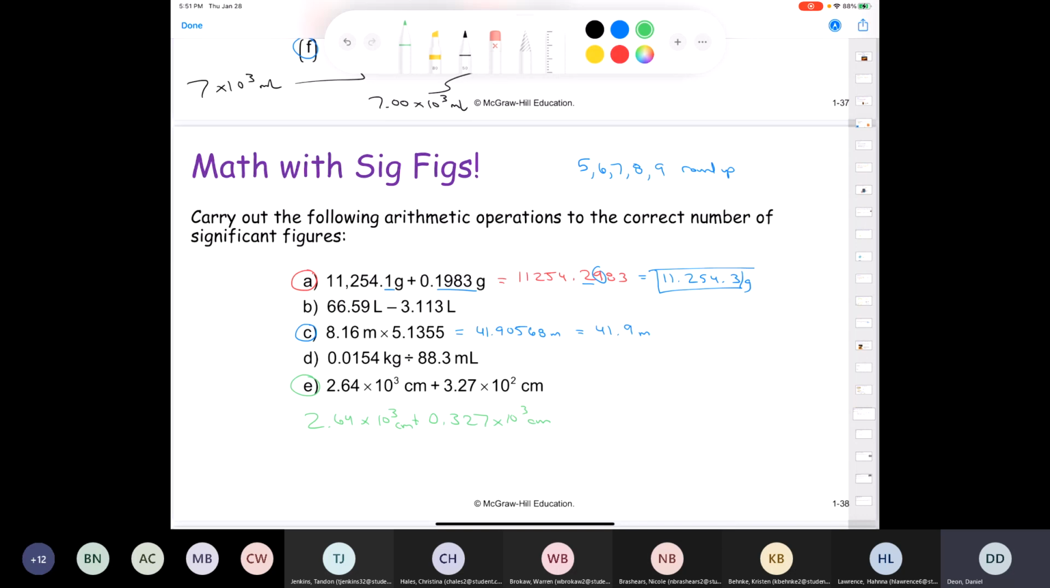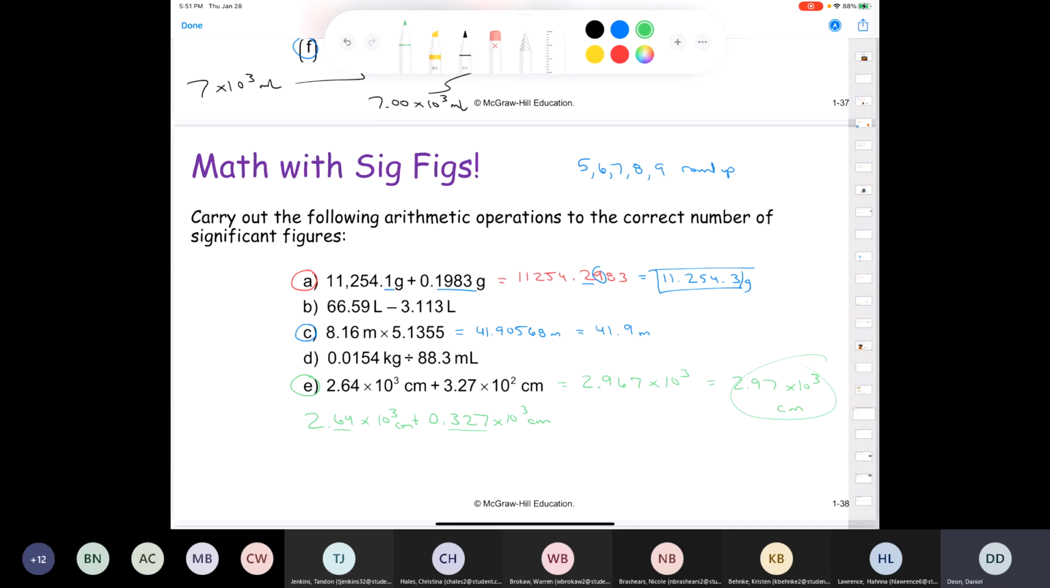I say just do it in your calculator, and then figure out the correct number of decimal places, right? You should only have 2 decimal places to the power of 3. So when you punch all that in your calculator, you get 2.94, no, 2.97, 2.97. You get 2.967 times 10 to the 3, but you can only have 2 decimal places, so it equals 2.97 times 10 to the 3 centimeters would be your final answer.